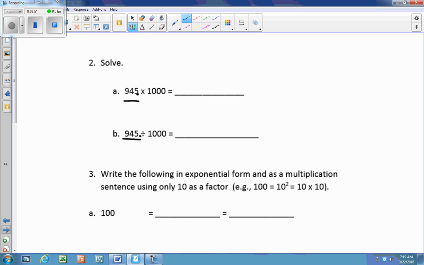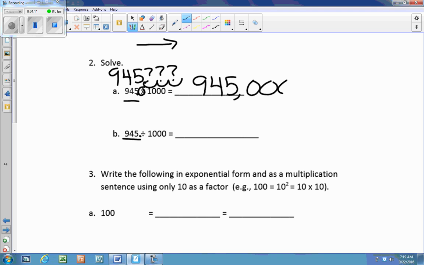So the first thing tells me to multiply, and I notice I don't have a lot of room. So I'm going to go right up here and rewrite it. And I'm multiplying, so I know I'm going to the right. I have to make 3 jumps. I have to fill in my 3 egg holders, what would I fill them in with? I always use 0 as a placeholder. And we end up with 945,000.